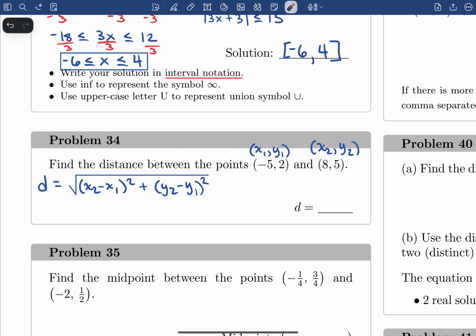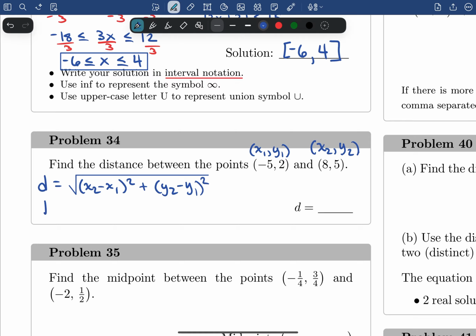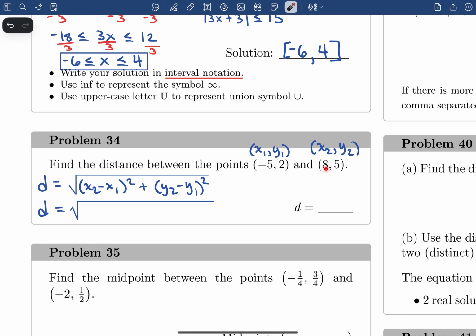So we're going to plug these values into the distance formula, and I'll show that to you. So distance equals the square root of, well, x2 minus x1 would be 8 minus negative 5.